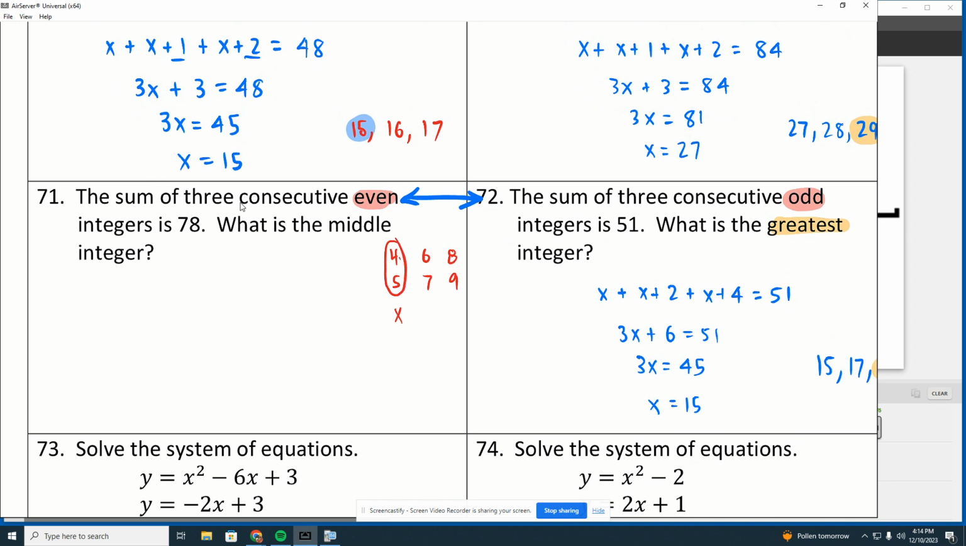How do I get to the next one? Whether it's even or odd, I add 2. So it'll be x plus 2, x plus 4. So they actually follow the exact same rule. With that being the case, we do them the same way.